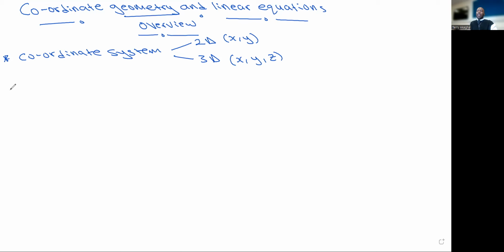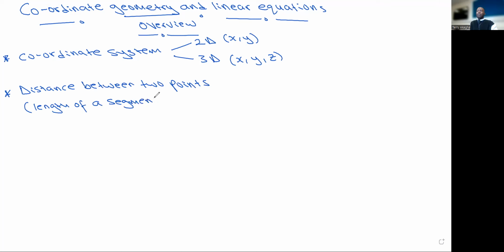After that, the next topic I'll talk about: we now know the coordinate system, then how do we find the distance between 2 points? Some textbooks call this the length of a segment of a straight line. So some of you might see this in the textbook as length of a segment. It's exactly the same thing, but it's called a different name.